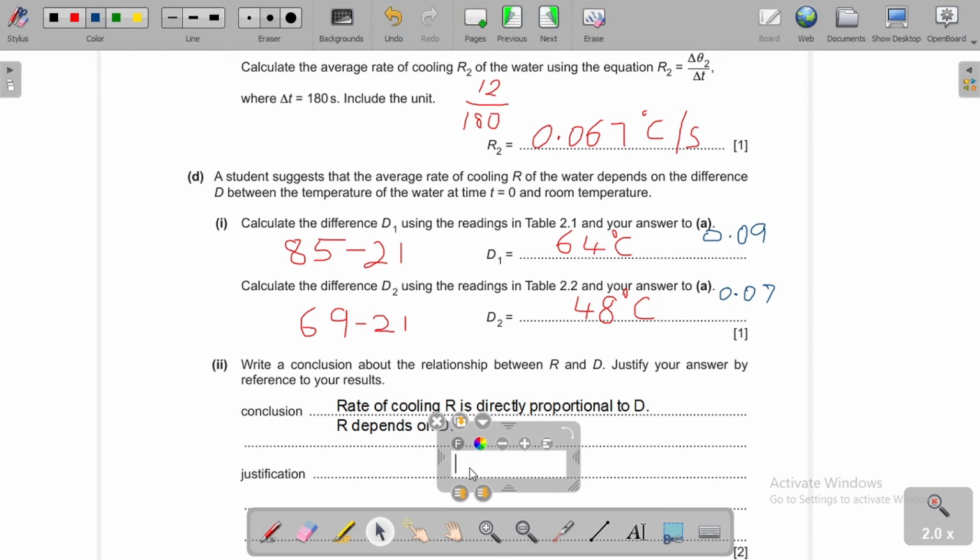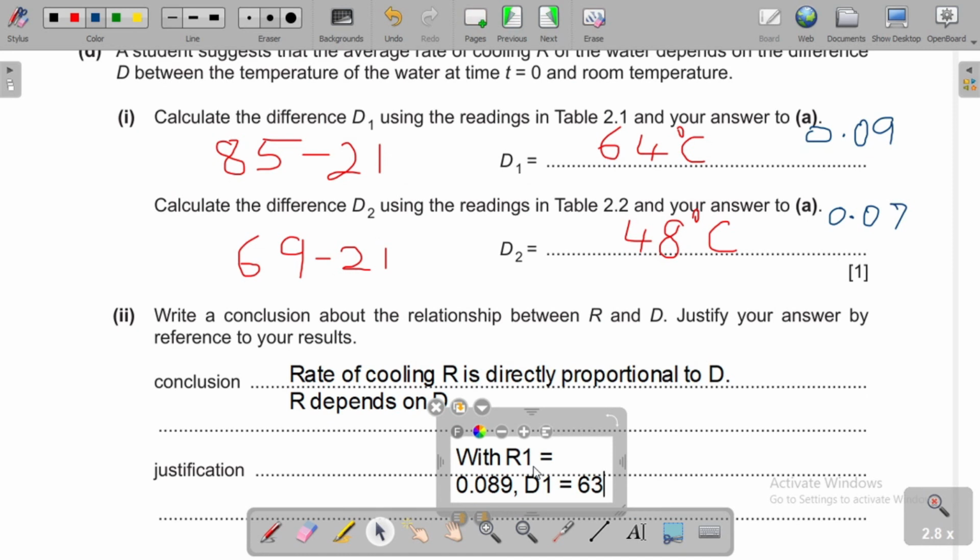Justification now. When R1 equals 0.089, D1 equals 64 degrees Celsius.